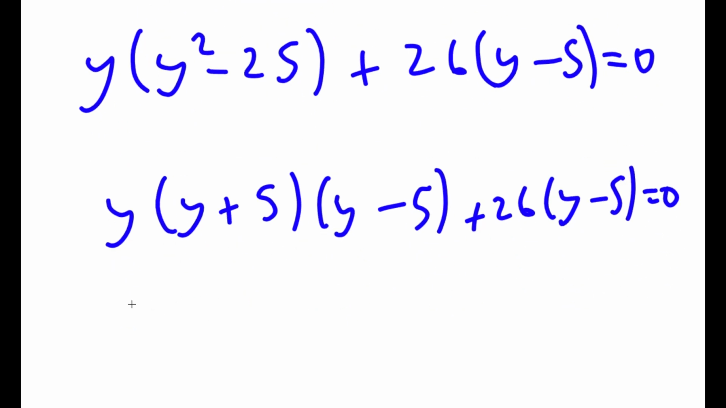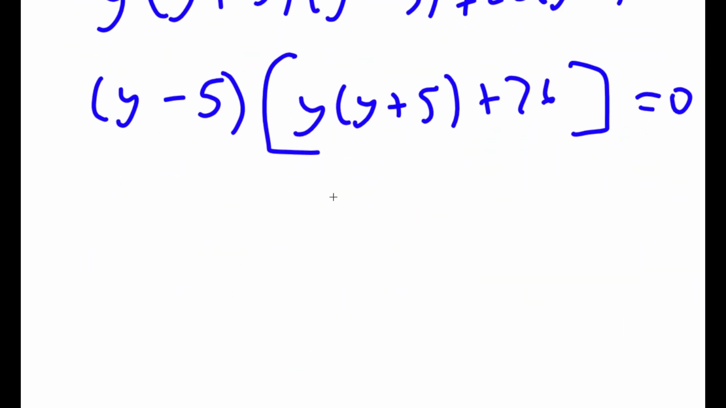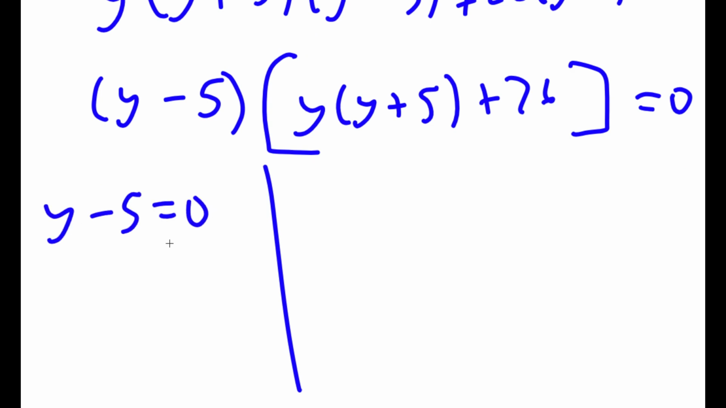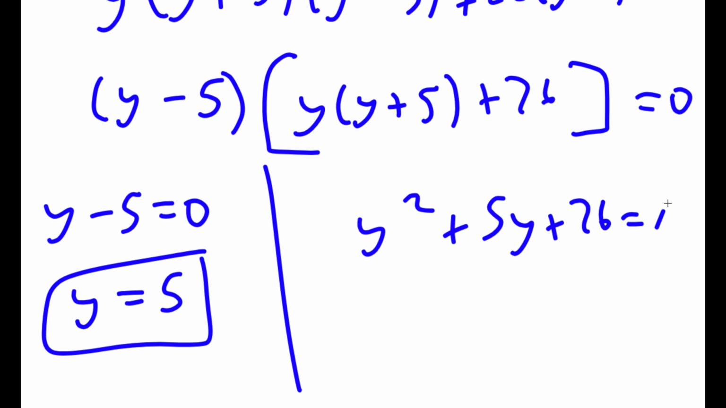And now if I factor out y minus 5, I get y minus 5 times y plus 5 plus 26 is equal to 0. So now this gives me two equations. I have y minus 5 is equal to 0, which means y equals 5, and I have y squared plus 5y plus 26 is equal to 0.